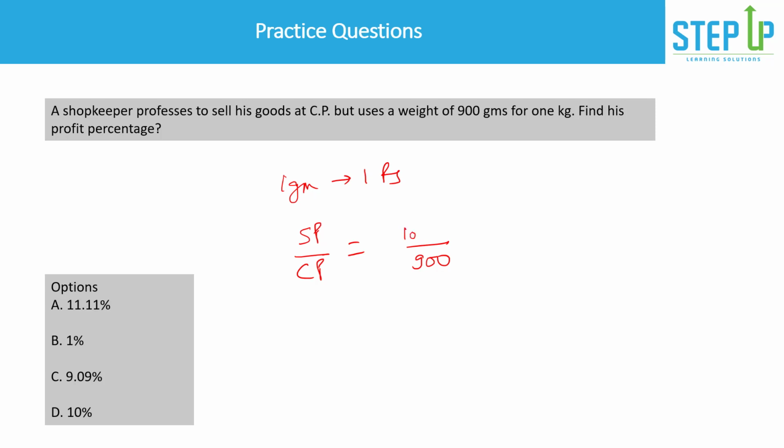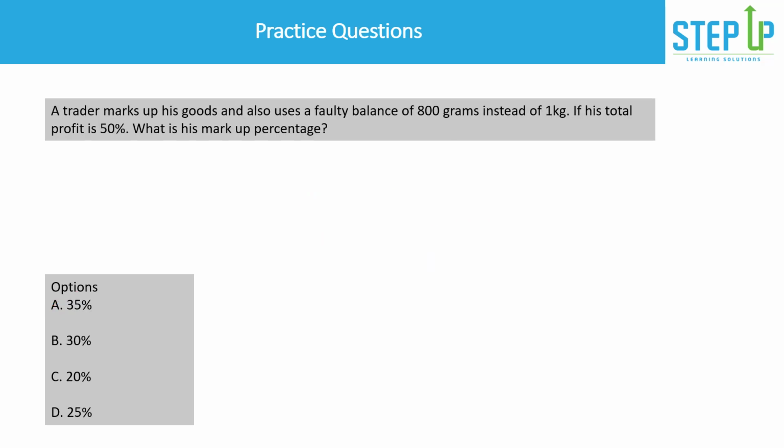That means 1000 grams. So ultimately what will happen? This is 10 by 9. If SP by CP is 10 by 9, that means obviously your profit is 1 by 9, right? And 1 by 9 we know in percentage terms is nothing but 11.11. Okay, so let's look at another problem.